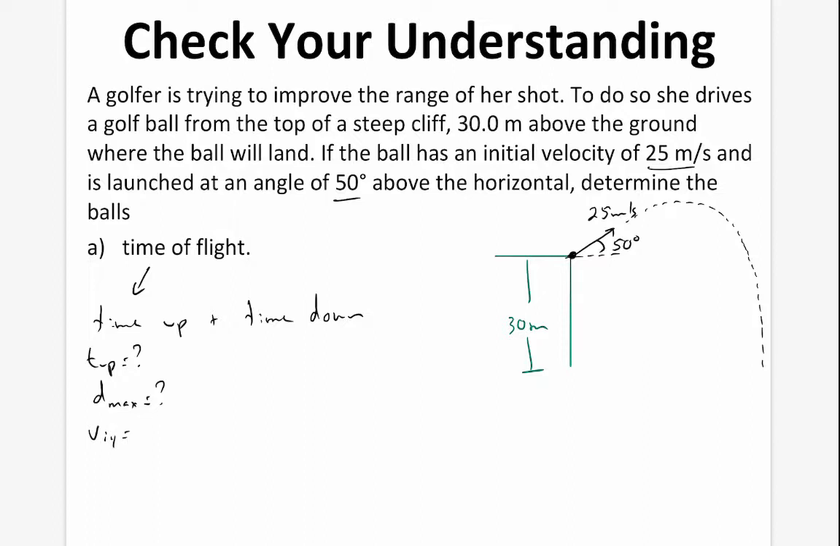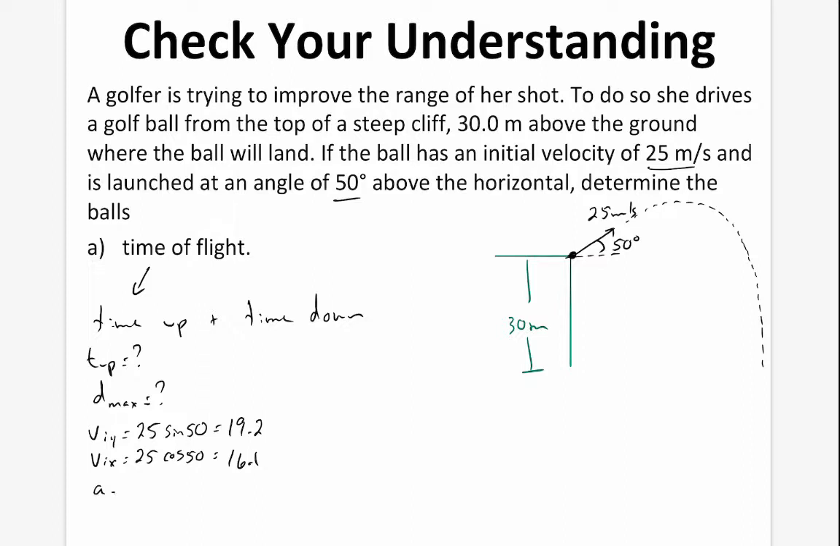VIY, we do know, because it's going to be 25. It's opposite, so we're going to say sine 50. And that equals 19.2. And we know VIX is going to equal 25 cos 50, which equals 16.1.